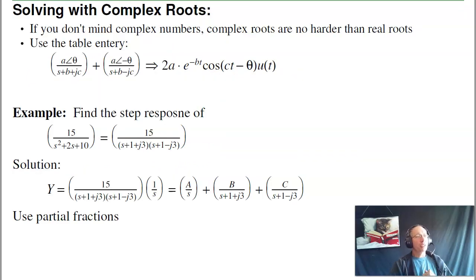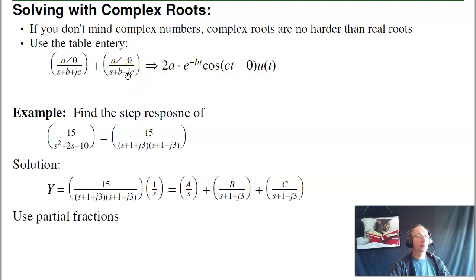If I want to solve for complex roots, if you don't mind complex numbers, this is the approach that I prefer. The table entry I'm using is that if I have complex roots, do your partial fraction expansion, I'm going to have a complex term. The numerator will be a complex number. The inverse Laplace transform will be twice the amplitude, e to the minus bt, the real part of the pole, cosine of ct, the complex part of the pole, and the phase shift is the term over the minus j term.